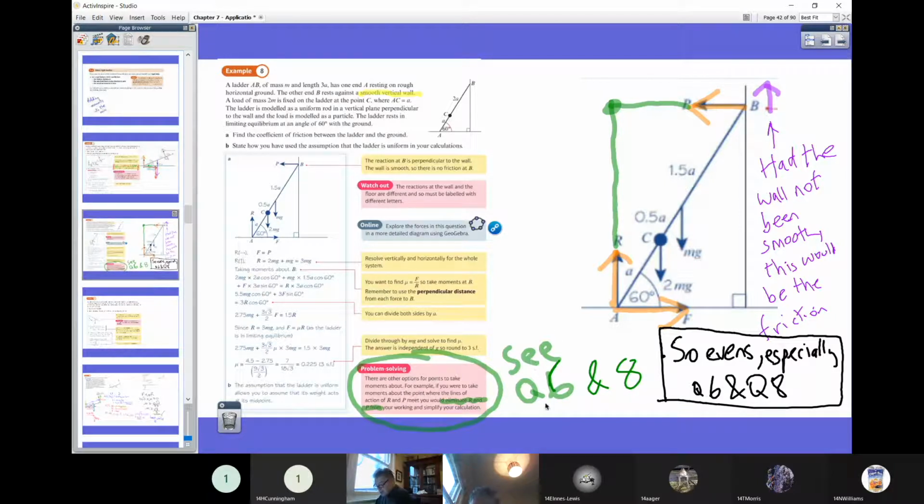Now that crops up on questions 6 and 8. So I think it's crucial that over the next 2 lessons, we make sure we do questions 6 and 8, because I think it's very useful to have this ability to think, do you know what, if I take moments up there in the air, I'm going to be able to take out those 2 forces, and it just makes the whole moment calculation more simple. So it's crucial we do 6 and 8, okay, 2 lessons to do it.